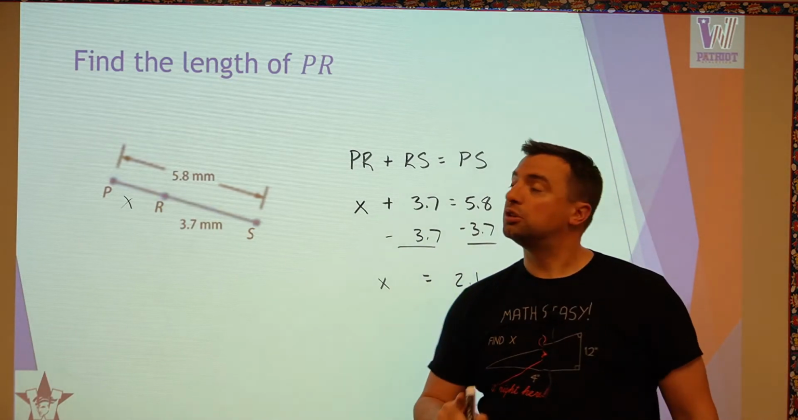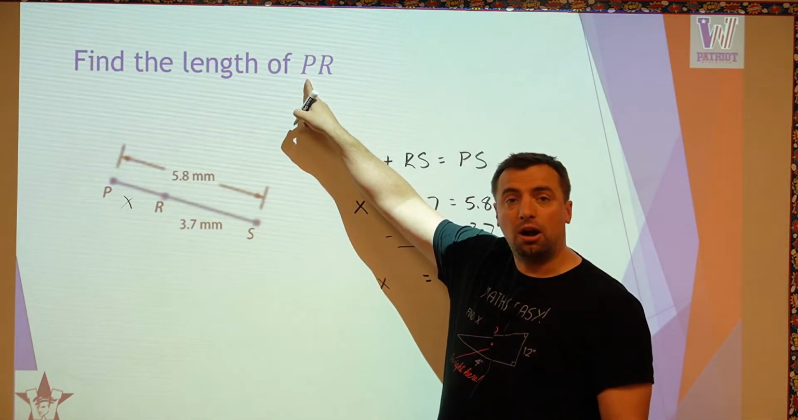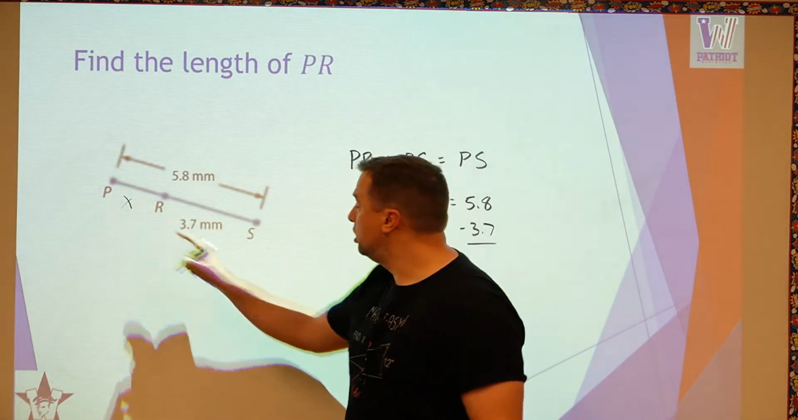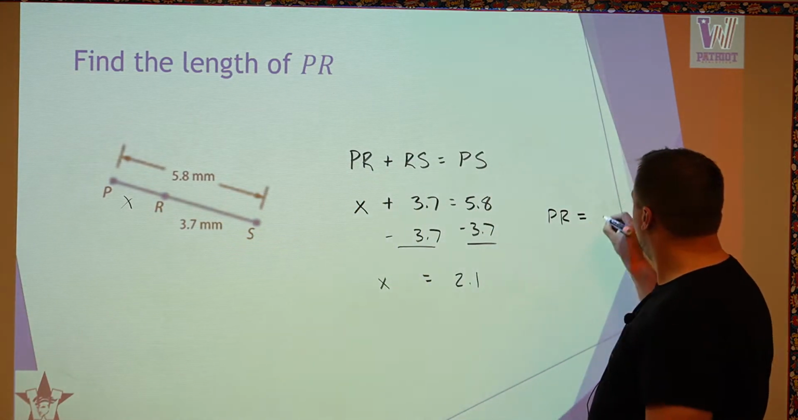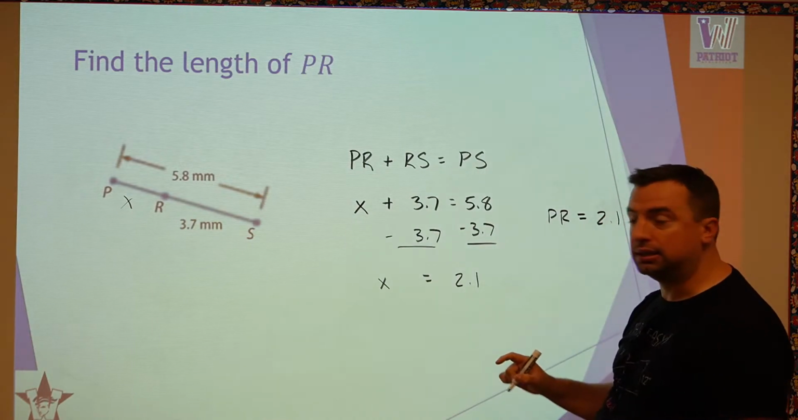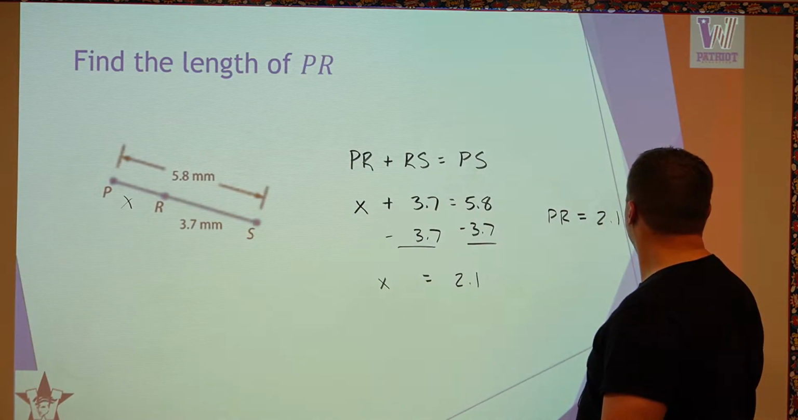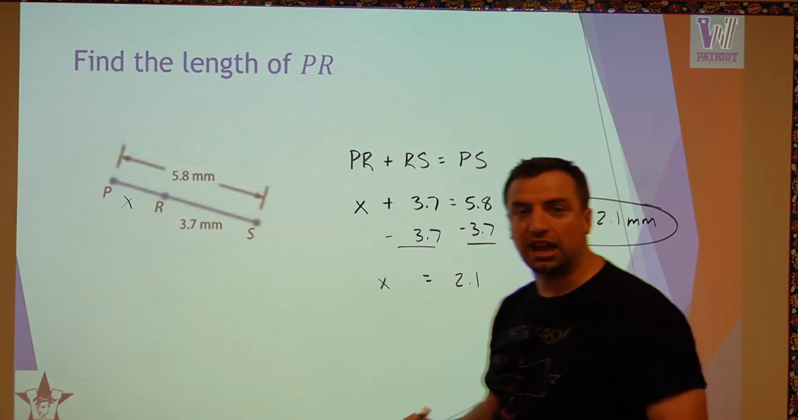Now, we got to answer the question. What's the length of PR? PR equals, let's put it up here. PR equals, well, that's 2.1 what? Millimeters. And we've answered our second question.